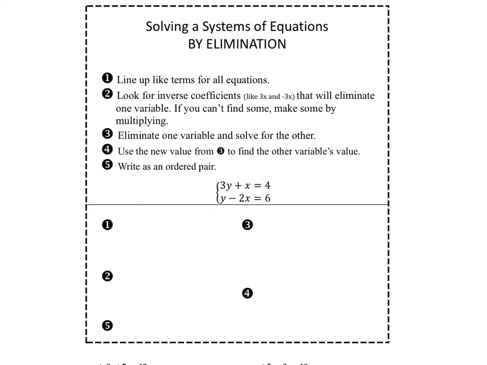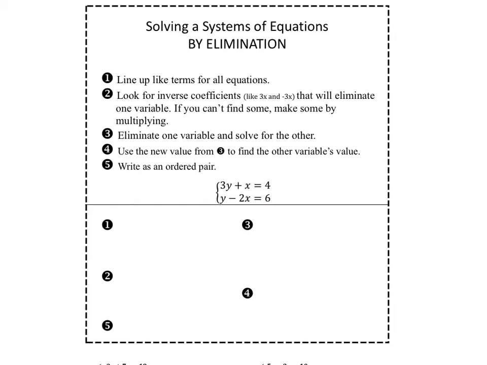Now, the way we know we're going to use elimination is that the first step is to make sure that all like terms are lined up together in the equations, meaning we have all the y's in a line, we have all the x's in a line, we have all the numbers in a line. So if I happen to have an x equals or a y equals, I probably am going to use substitution. But for elimination, I want to make sure these are all in a line.